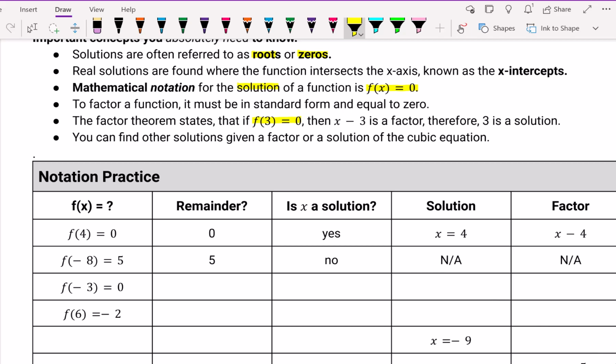Now, in the previous lesson, you used the factor theorem to test to see whether or not it is a factor. Now you know that whenever you test it and the result is 0, that is actually going to be a solution, okay? And you can work backwards and find that factor. So let's take a look at this table here.